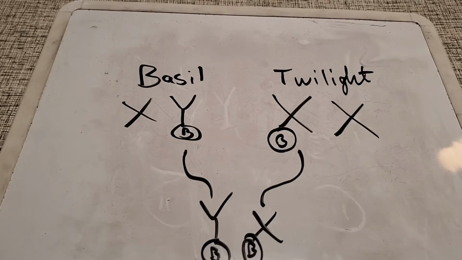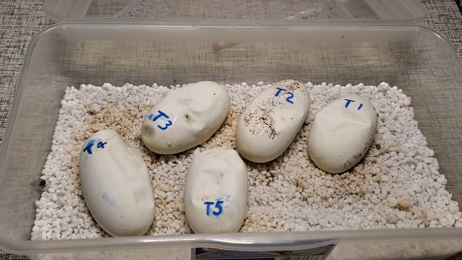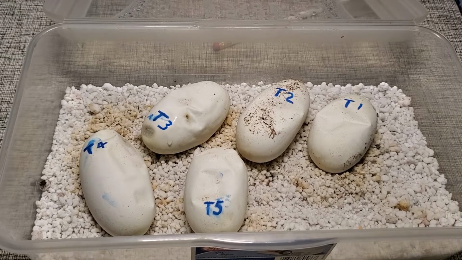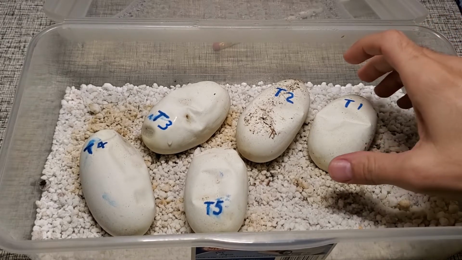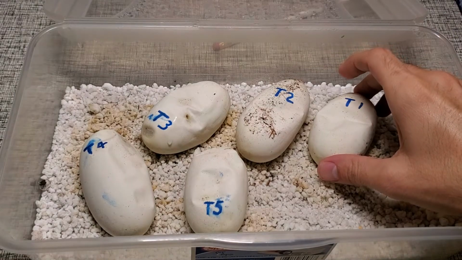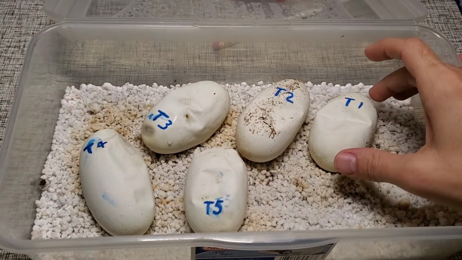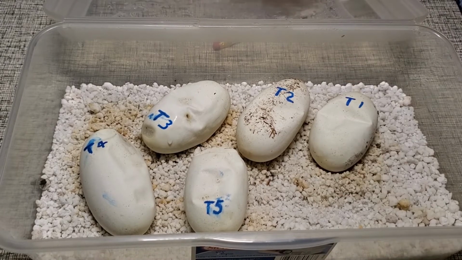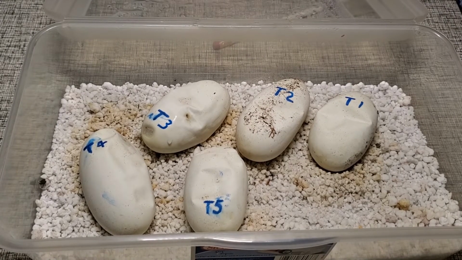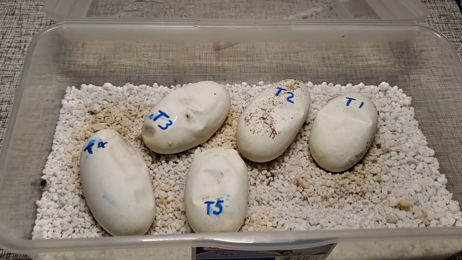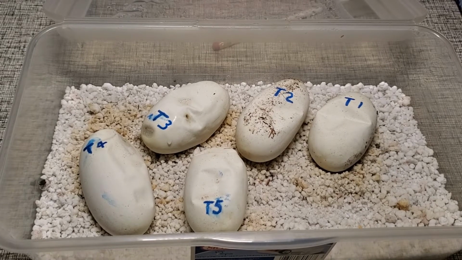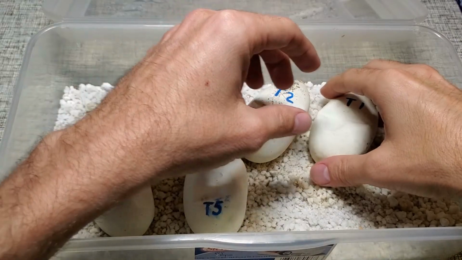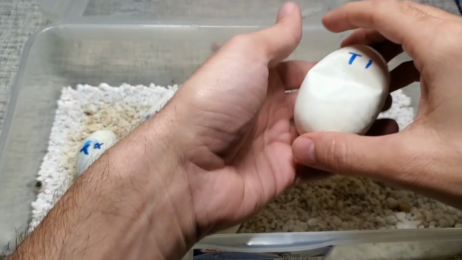All right, guys, what's up? Let's cut this clutch of eggs. This is, as you know, clutch T. This is Twilight crossed with Basil. So yeah, Twilight is a banana GHI black pastel. Possibly yellow belly. Can't rule out yellow belly on her. And then Basil is a banana. So we got banana on both sides this time. So we're hoping to hit that super.